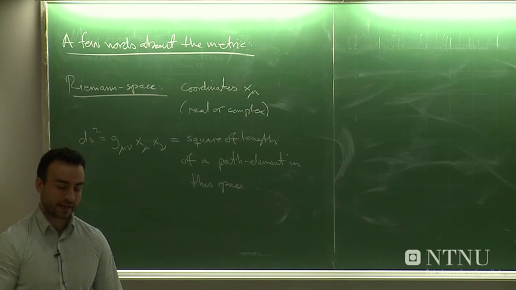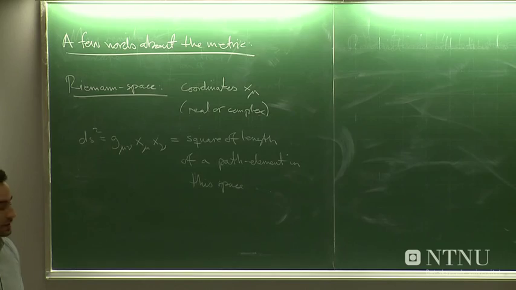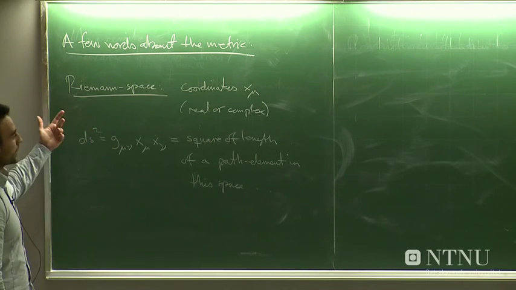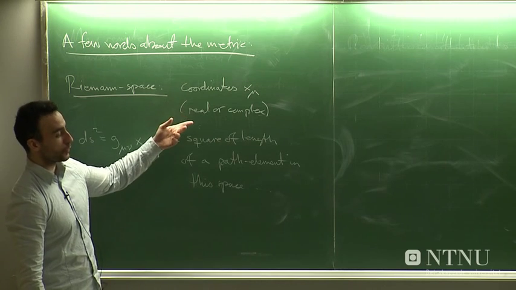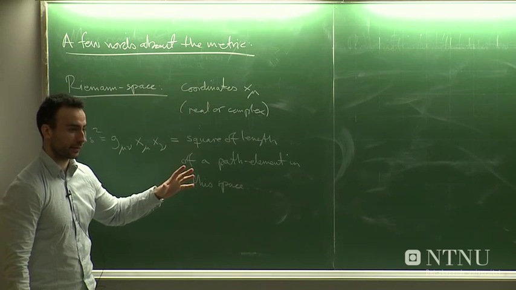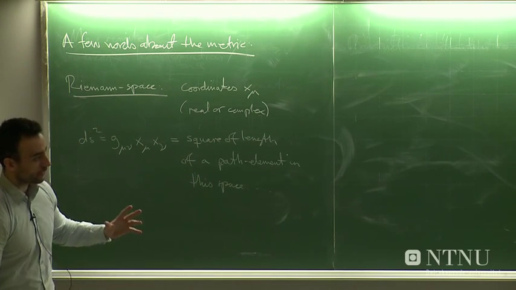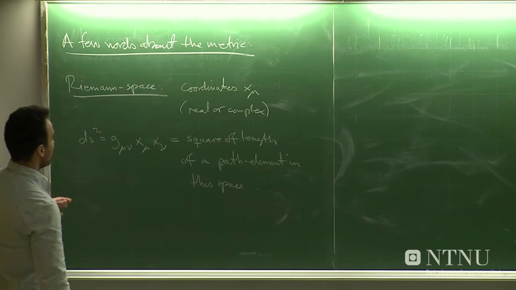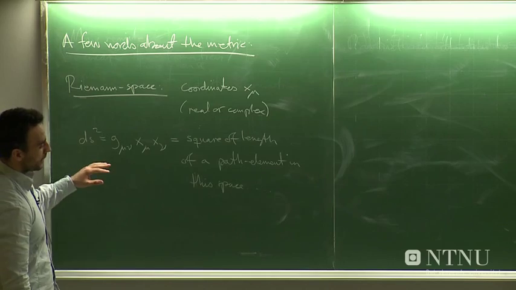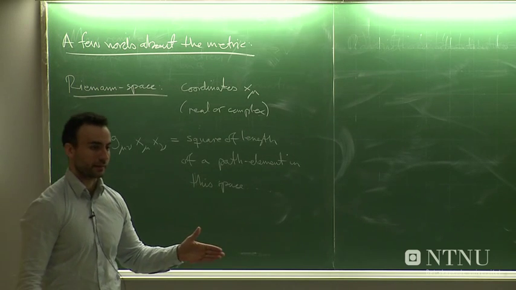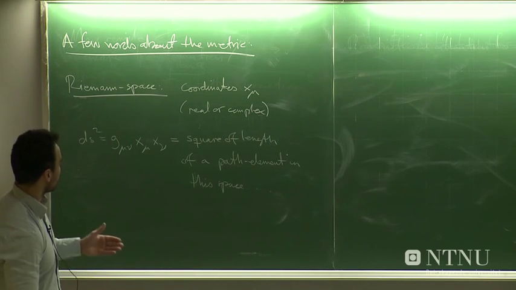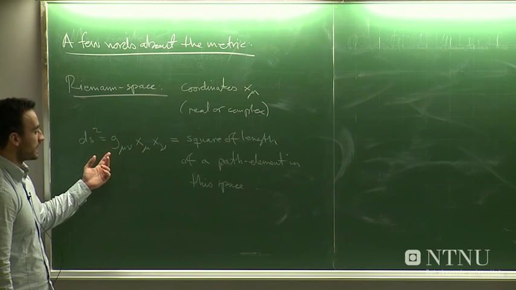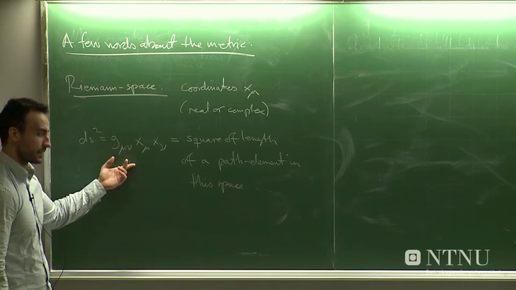So what we'll say is that these four vectors live in a so-called Riemann space. The Riemann space has coordinates x mu, which may be either real or complex. So the Minkowski space is a special case of this. And the square of the length of a path element in this space is defined like this, where g mu nu is the metric tensor.